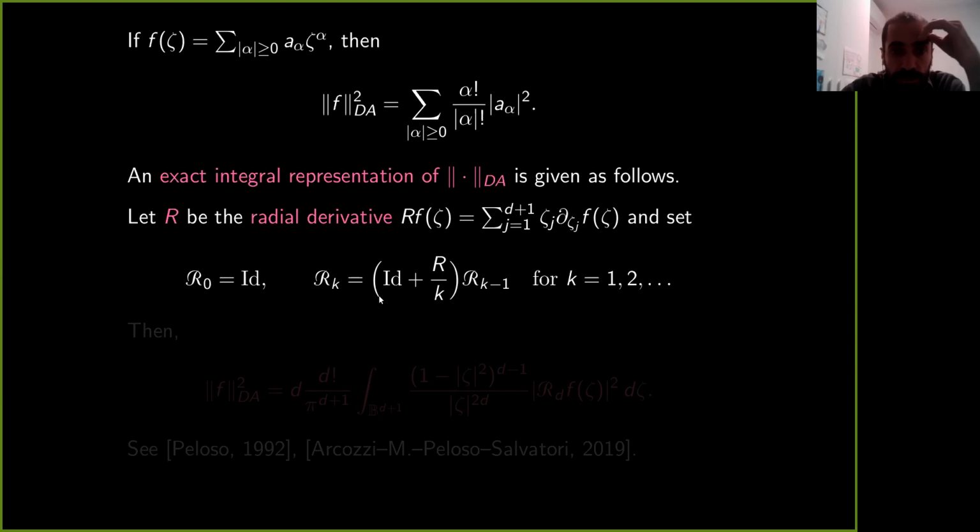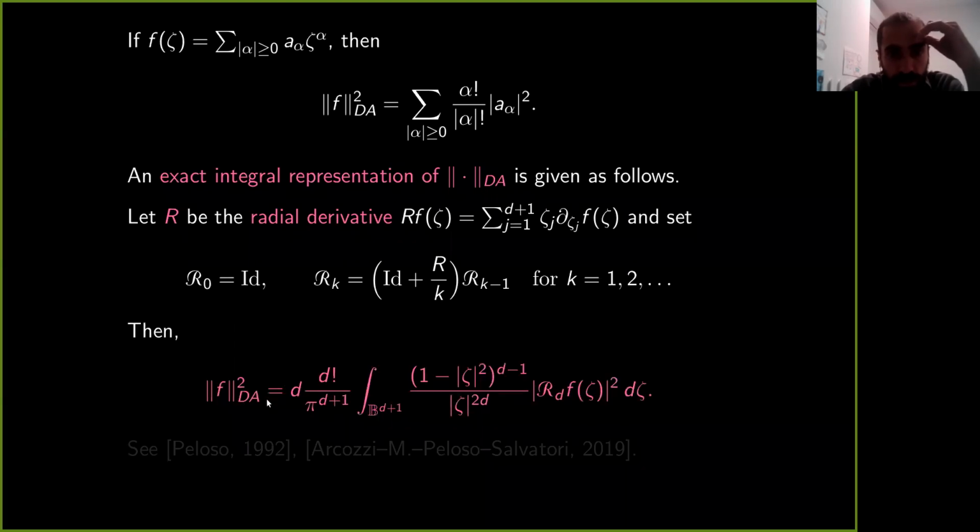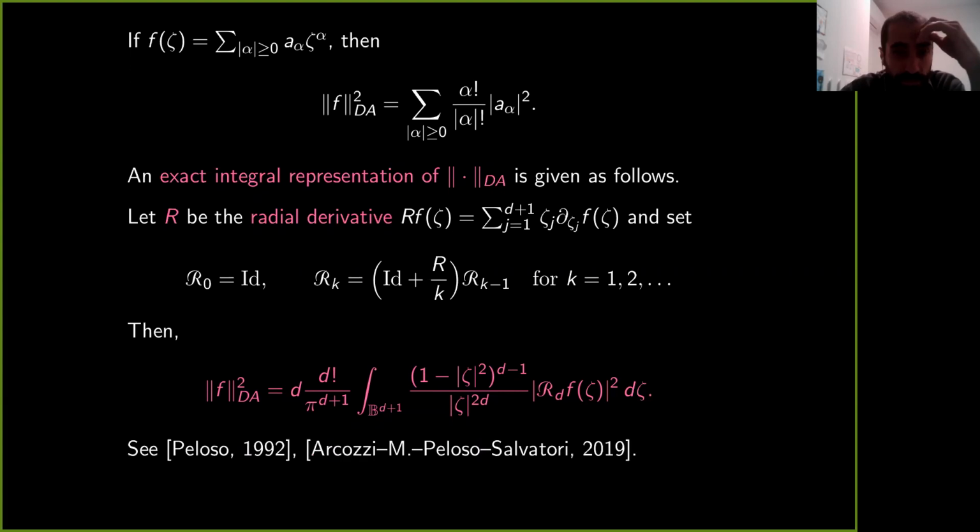Then if you consider this differential operator, you actually have this identity. The square of the norm of the Drury Arveson function f is equal to a dimensional constant times the L2 norm of this script R_d derivative of f, with respect to this weight here. This is an identity, it's not hard to check. Actually, these differential operators were introduced by Marco Peloso in his PhD thesis in 1992, but you can also take a look at the recent paper by Arcozzi, myself, Peloso, and Salvatori.